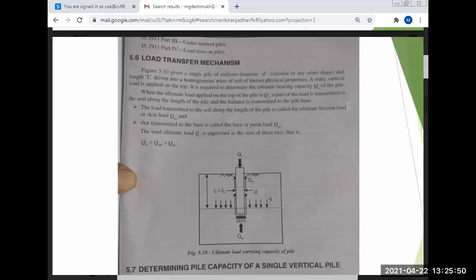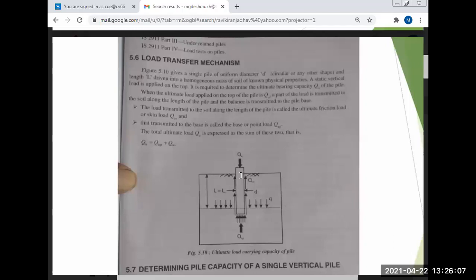Okay, so leave it. So I will explain the things now. Please, this topic is very important. You should know it. You should understand it. How the pile mechanism works. How the load is transferred in pile.